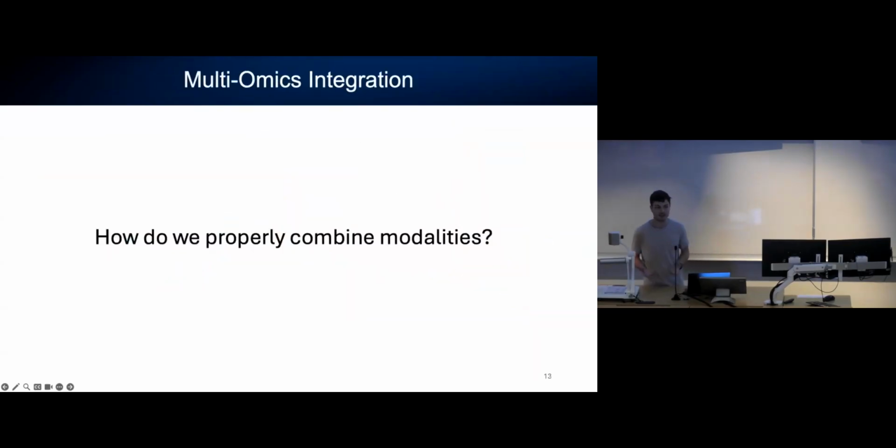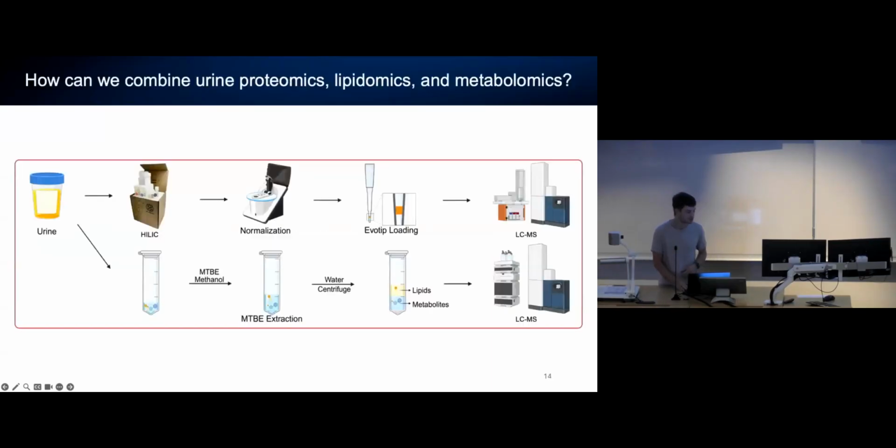So we have some of our data. The next step is how do we properly integrate it? So just to zoom out again, what I'm going to show you is protein, lipid, and metabolite data from urine. So that same data from previously, using HILIC enrichment for the proteins, and then that extraction protocol for the multi-phases for the metabolites and the lipids.